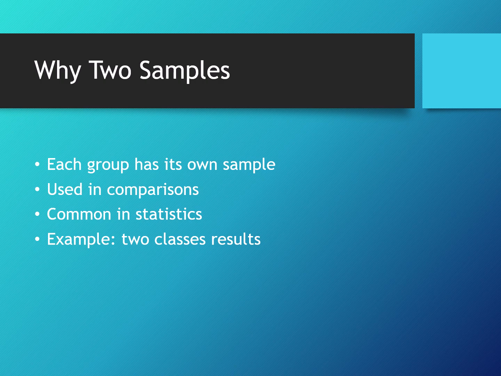Why two samples? Sometimes one sample is not enough to answer one question. This is why we use two samples. Each sample represents its own population. This helps us make comparison more accurate. For example, we can compare exam results of different classes.